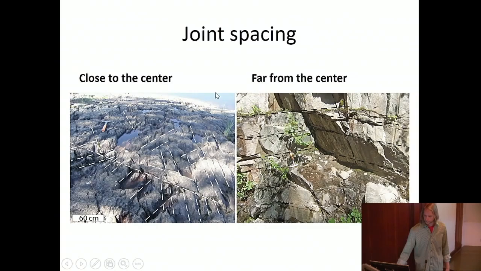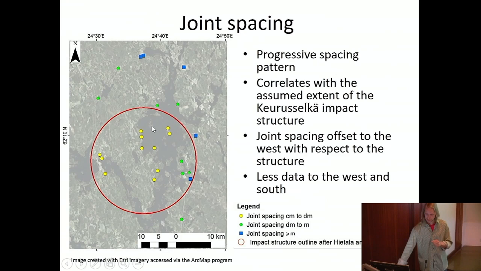Now, the joint spacing as seen here already has a difference close to the crater center and far from it. The joints are closer spaced within the structure, close to the center, which led us to make three categories for joint spacing, which were then mapped, as can be seen here. The yellow circles correspond to joint spacing between a few centimeters and a few decimeters. The green pentagons correspond to joint spacing between a few decimeters and a few meters, and the blue squares are joint spacing that are more than a meter.